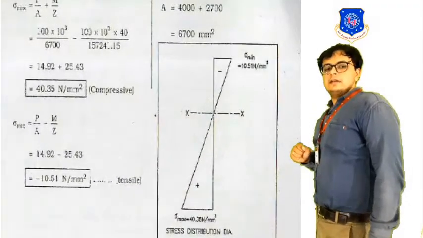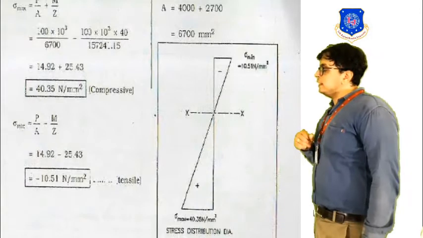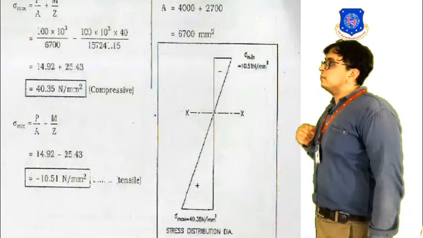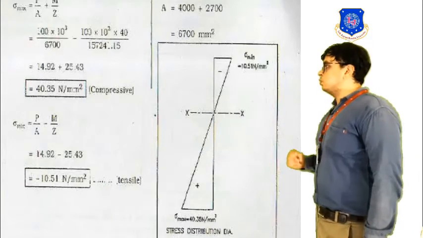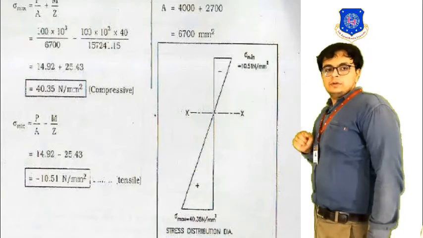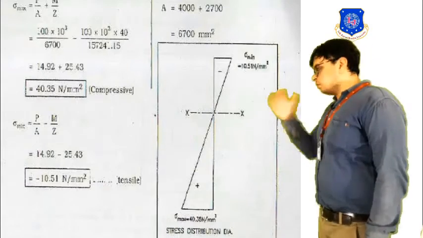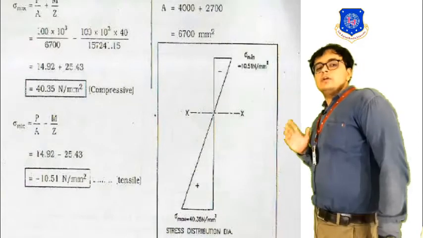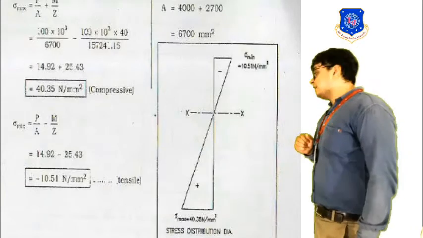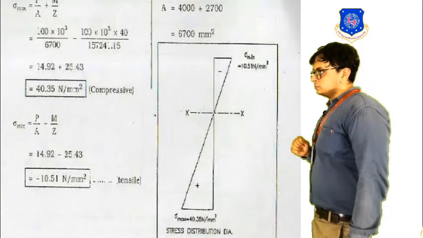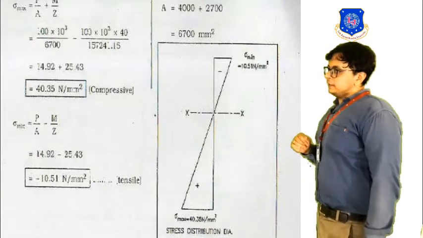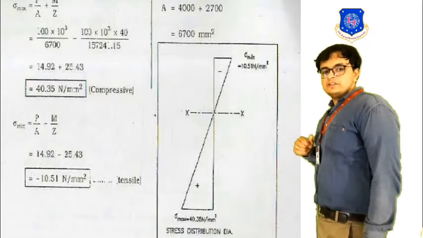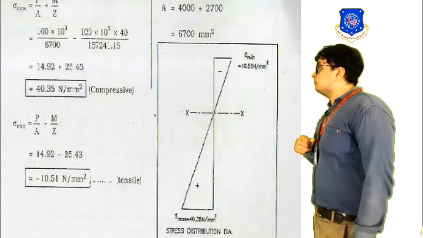So, by this our equation for the bending stress will be M by Z, that will be equal to 4 into 10 raised to 6 divided by 15724.15. So, on solving, the value of our first term that we are getting is 14.92 and the value of our second term is 25.43. Okay. So, by this we are getting the total stress, that is the maximum stress of 40.35 Newton per mm square, and it will be compressive.